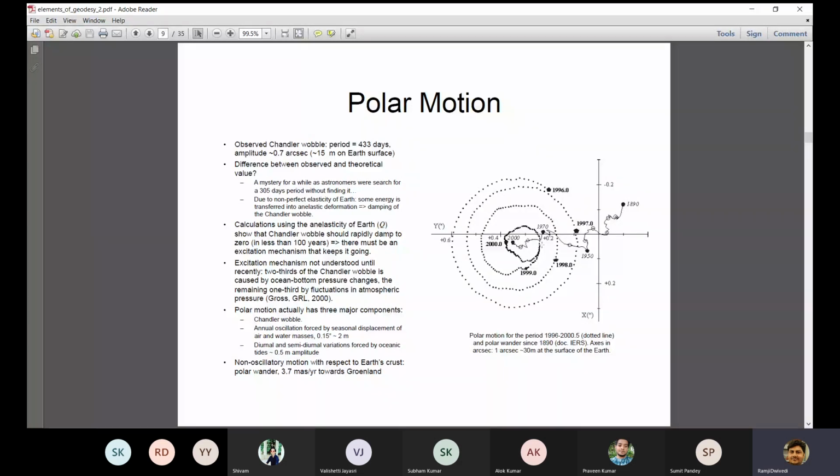There is some polar motion for the period of 1996 to 2000, which is the dotted line, and polar wander since 1819, with the axis in arc seconds. So this continuous line is the polar wander. When this picture was prepared in 2000, it was marked up to here. This is the polar wander. That means this axis has no idea what is happening to it. It is just moving. And this is the Chandler wobble we are observing.